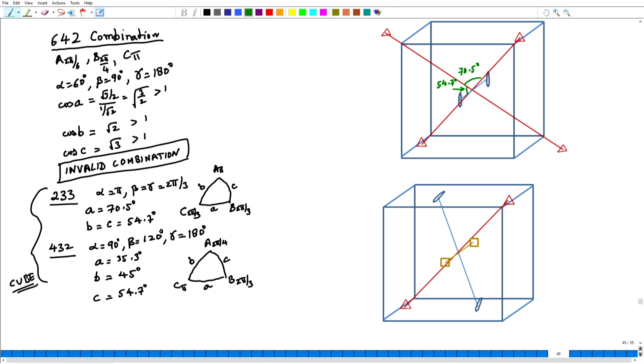Now, if I look at the 4-3-2 combination, I have a four-fold rotation axis parallel to the cube edge, and the three-fold rotation axis still remains along the body diagonal, while the two-fold rotation axis is now joining midpoints of two opposite edges. In this situation also you can write down the various angles, and you can see that the angle between the two-fold and the three-fold is 35.3 degrees.